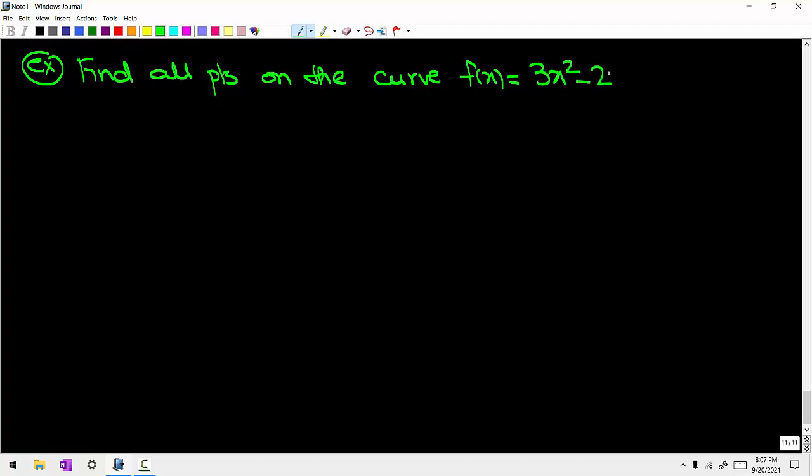Let's say they ask us to find all points on the curve. Now they're going to give us a goofy curve or something like that, and they want us to find all points on this curve. f of x is equal to 3x squared minus 2x minus 4, at which the tangent is horizontal.